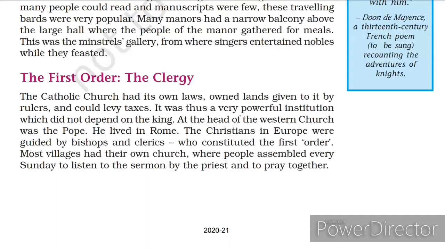Now, as it is said, the clergy was the first order of medieval Western Europe. Who or what type of people can be found in this first order? It included the Pope. Pope means, you know, the Brahmin, in Hindu terms. In Christianity, they are known as Pope or pastors or fathers. So here the first one is the Pope, then bishops, and the clerics. They enjoyed a significant place in the Catholic Church. The Pope was the head of the Western Church. He lived in Rome. The bishops and the clerics used to guide the Christians in Europe.